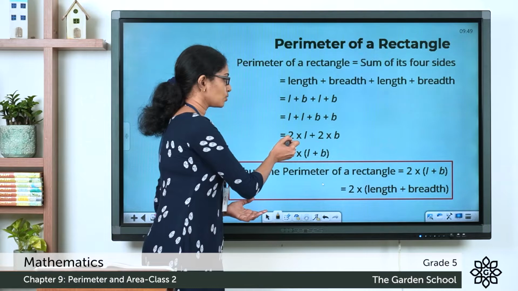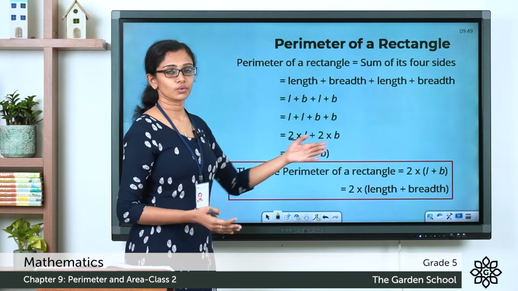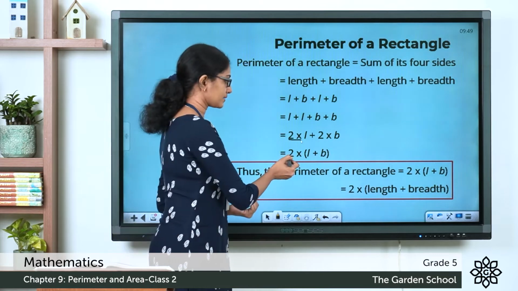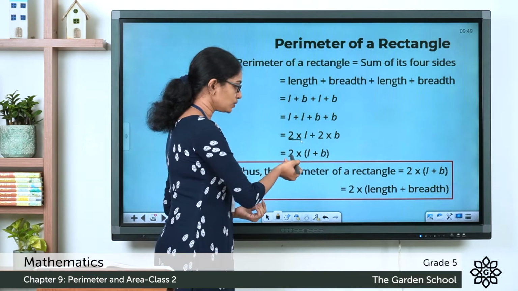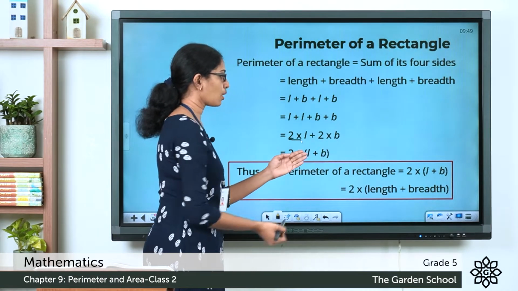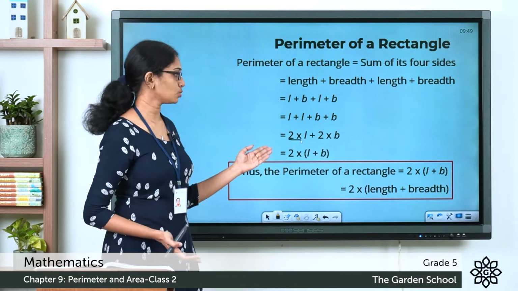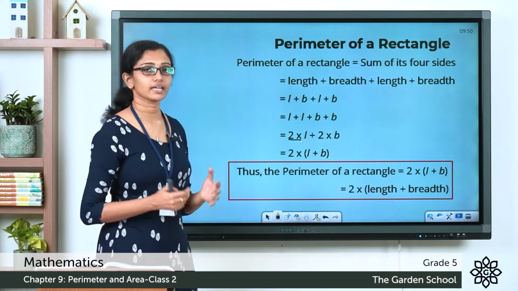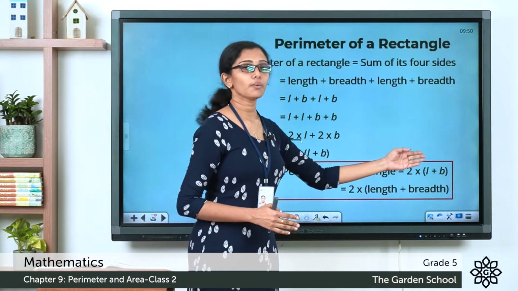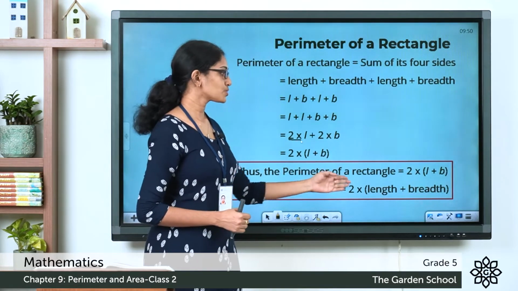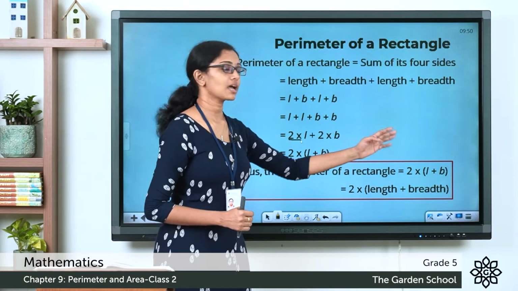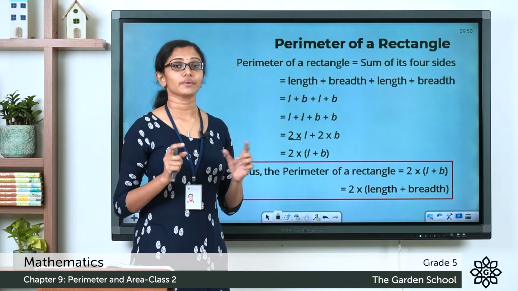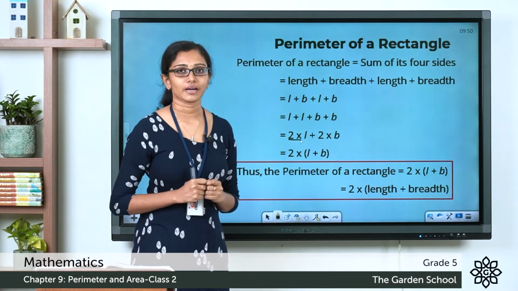See, this 2 into is common to both length and breadth, so we can take that as a common factor and write this as 2 times the sum of length and breadth, that is 2 times (L plus B). So, the perimeter of a rectangle is equal to 2 into (L plus B), or 2 into (length plus breadth). This is the formula to find out the perimeter of a rectangle. This you have to keep in your mind.